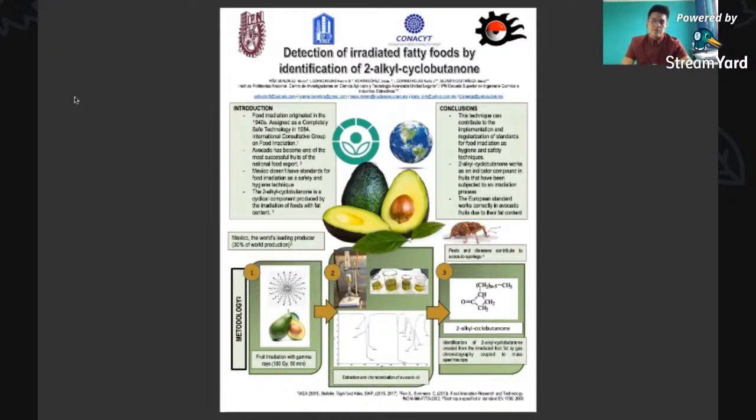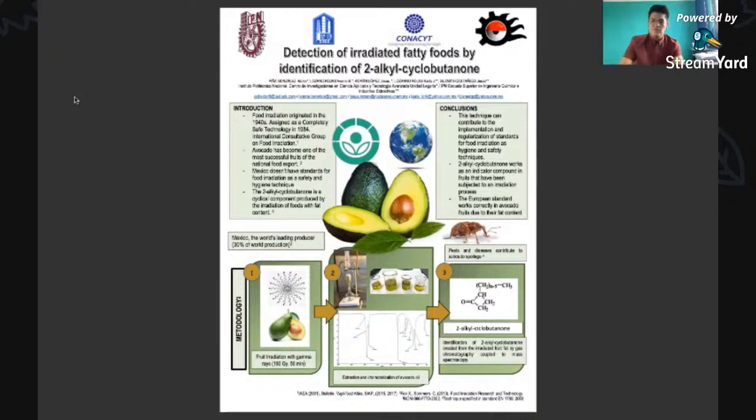The methodology on which the project is based is the one established by the British Standards in the European Standard EN 1785-2003, which is successfully used in the detection of 2-alkyl-cyclobutanol in raw pork, chicken, and whole egg. So it is now applied to avocado. The methodology is, first of all, to get the fruit irradiated.